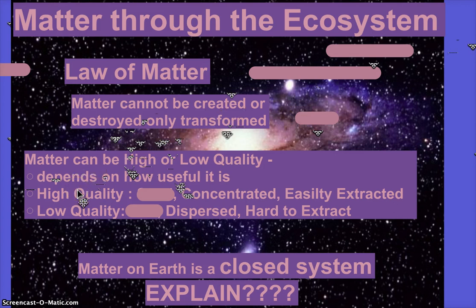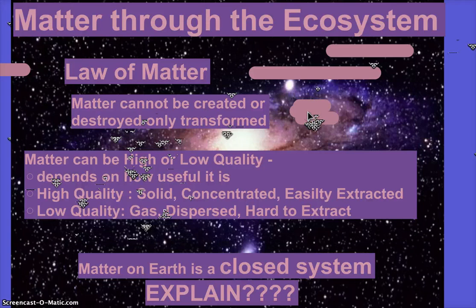And if we're going to refer to high quality matter, you're talking about stuff that you can have easy access to. It's very concentrated, and it's usually in the form of what? What state? Solid. Low quality matter will be in the form of what? Gas. It's dispersed, molecules dispersed, hard to extract, but it's there. What's liquid? Somewhere in the middle, right? Good question. Somewhere in the middle.